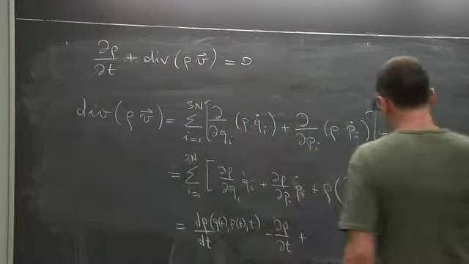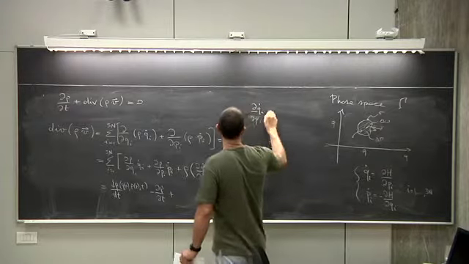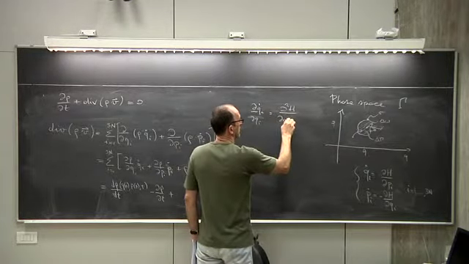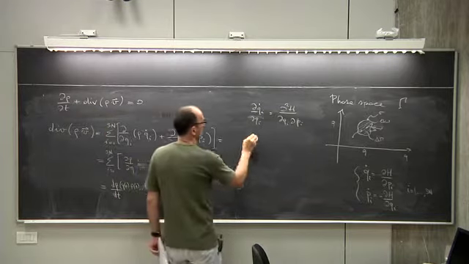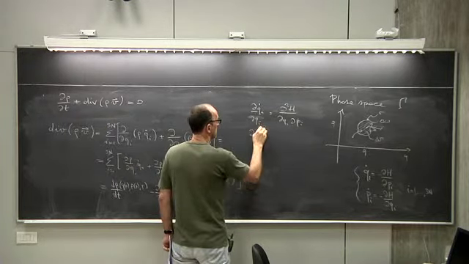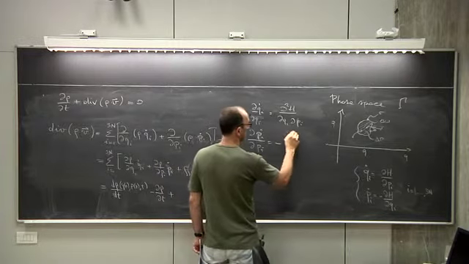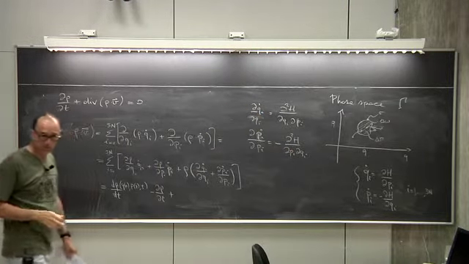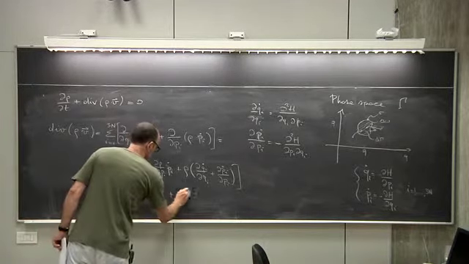And what is this part here? Well, here you notice that ∂q̇_i/∂q_i, which is ∂²H/∂p_i∂q_i, is equal to the second derivative of the Hamiltonian, and ∂ṗ_i/∂p_i is equal to minus the second derivative. So if the Hamiltonian is an analytic function of the coordinates, these two derivatives are the same, so this term is exactly equal to zero.